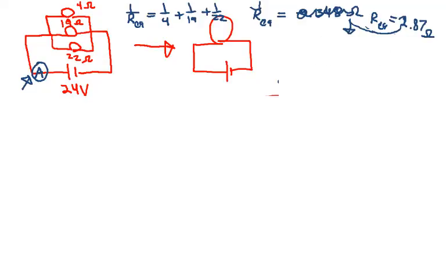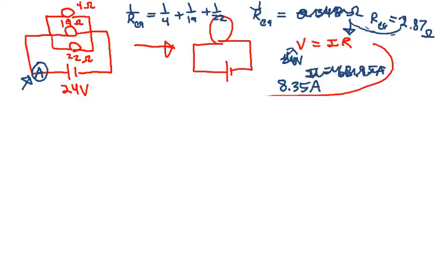All right, so 2.87 ohms. Bring them all together: 1 over 4 plus 1 over 19 plus 1 over 22 equals 1 over Req. And we have to cross multiply and divide. We get the resistance, and the overall current should be 8.35 amps.